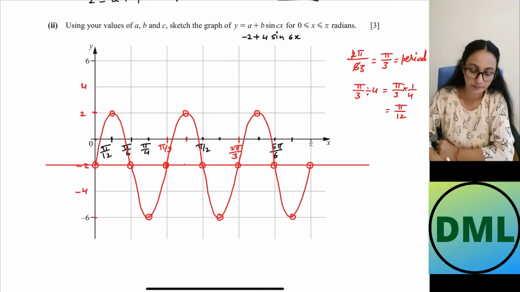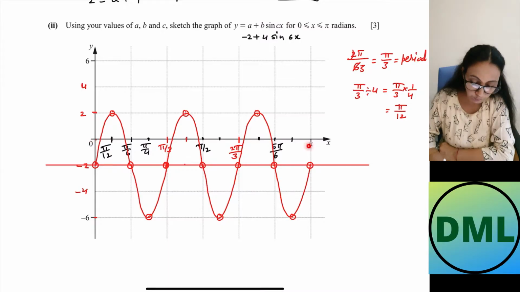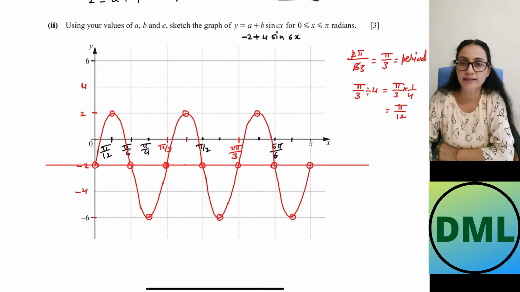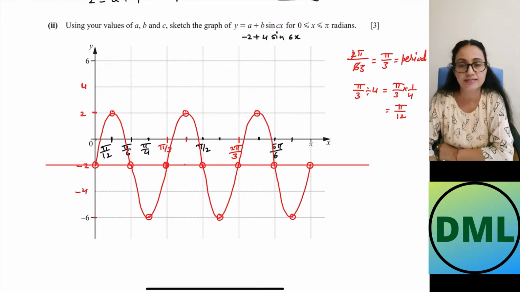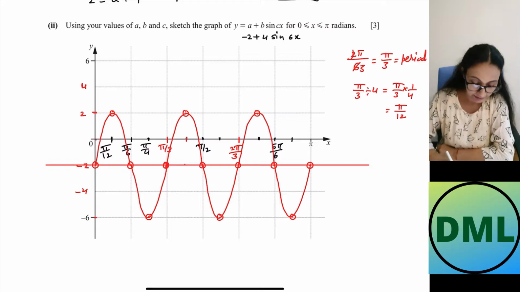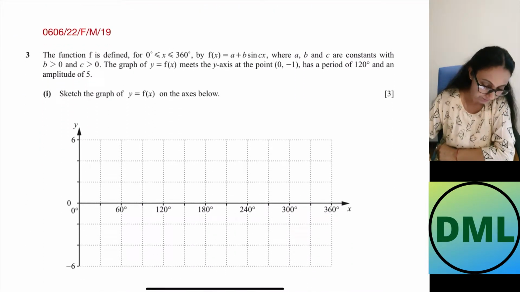You can see from here that from 0 to pi, there are 3 cycles. 1, 2 and 3 cycles. That means in 2 pi radian, there will be 6 cycles, which is our answer here. The value for C is 6. That means there are 6 cycles inside the 2 pi radian. So our graph is correct. Let's see one more example here.